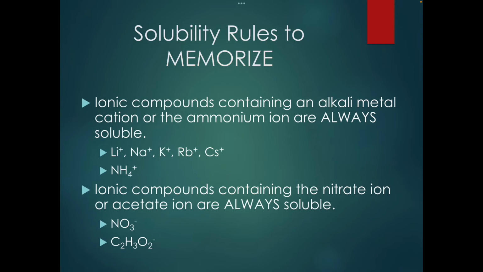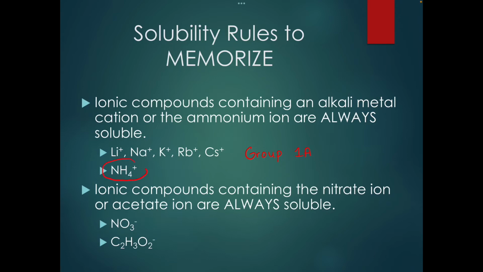So ionic compounds that contain an alkali metal cation or the ammonium ion are always soluble. So remember, alkali metals are in group 1A. So all of these elements are in group 1A: lithium, sodium, potassium, rubidium, cesium, and francium. Well, francium doesn't really make compounds, so we just have these. But anytime you see them in a compound, that means that compound is always aqueous. It's always soluble. So like sodium chloride is soluble, or lithium chloride is soluble, or potassium chloride is soluble, right? Because they have an alkali metal.